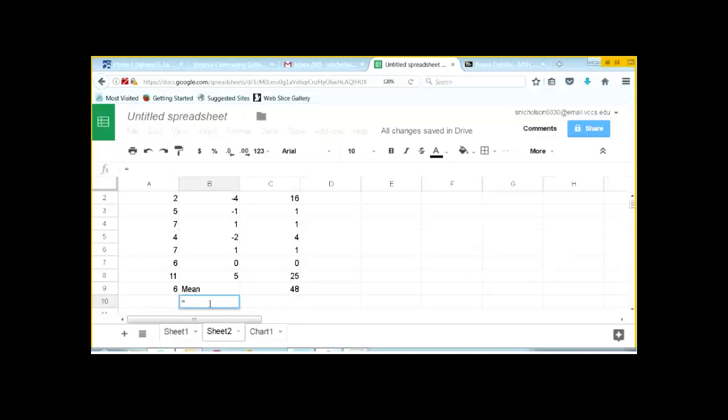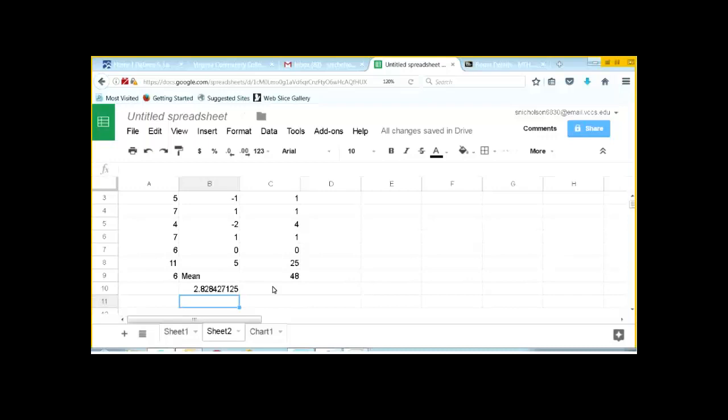And then my standard deviation, I can say it's equal to the square root of this number, the sum of the squares of the deviations, divided by 7, number of data points minus 1, and I get 2.8284, which is the one I got. So it's all the same thing. It's just doing it in a spreadsheet.